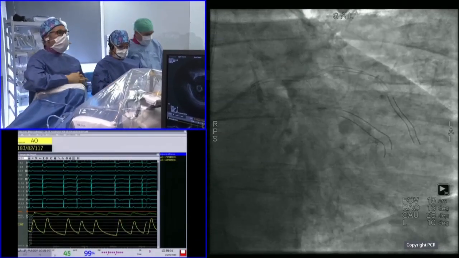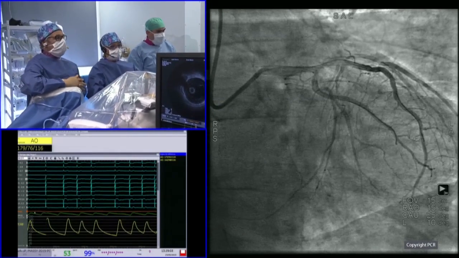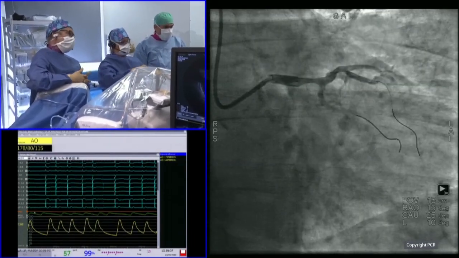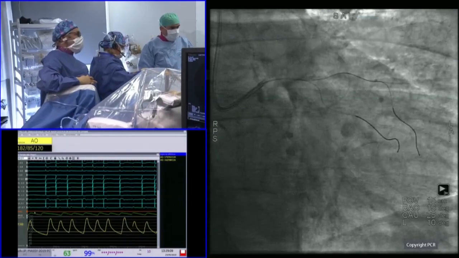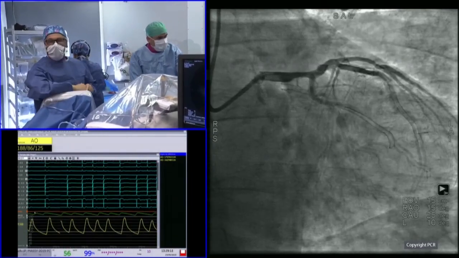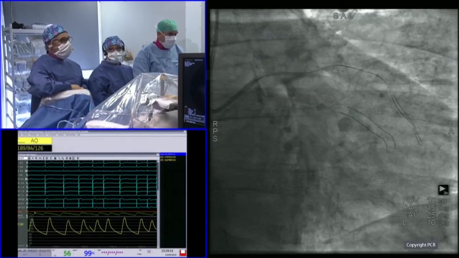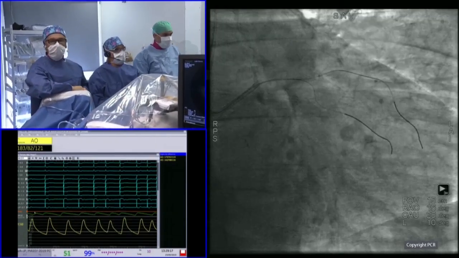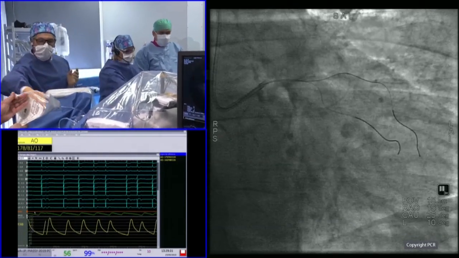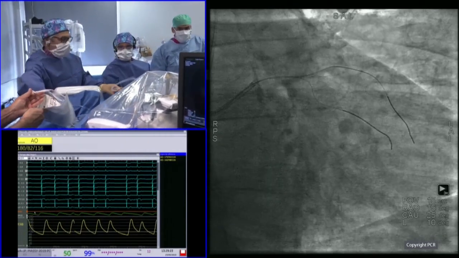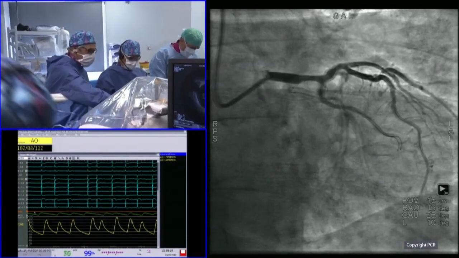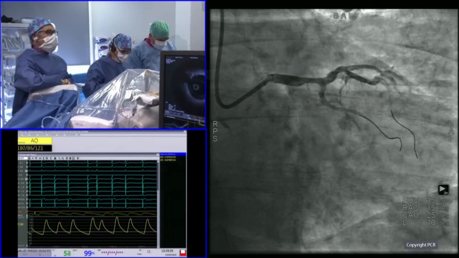Yeah, so we have predilated with a 3.5 balloon at 16 atmospheres. Of course, the result is not perfect, so we put in a stent and we select a 4.0 by 21. 4.0 is the diameter of the proximal LAD, and of course it will be too small for the left main.